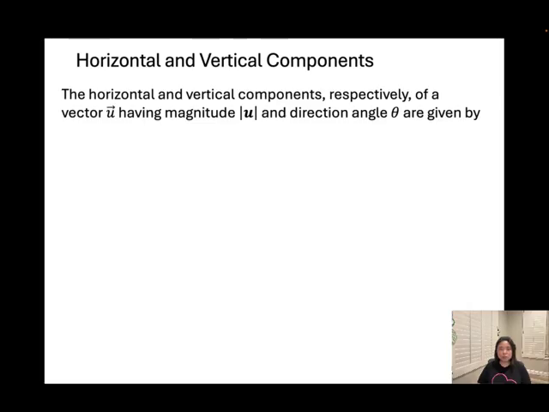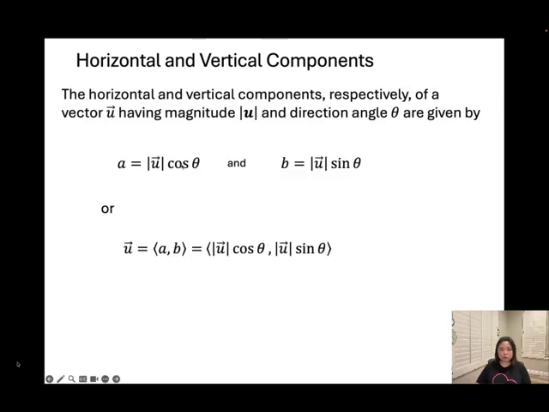Horizontal and vertical components. The horizontal and vertical components of a vector u having magnitude |u| and direction angle theta are given by: a equals magnitude of u cosine theta, and b equals magnitude of u sine theta. Or you could plug it in: plug in here into the a, plug in here to the b.